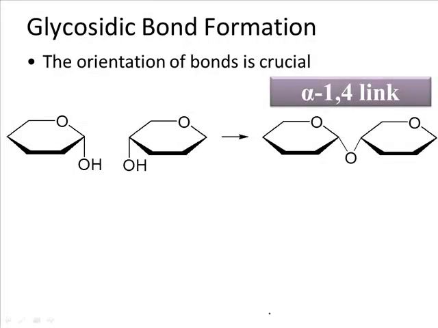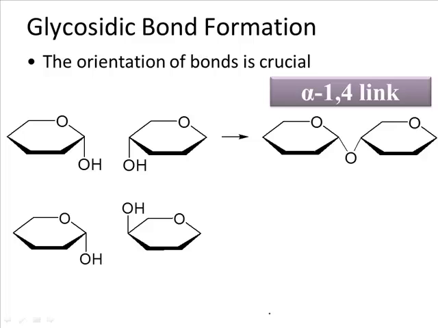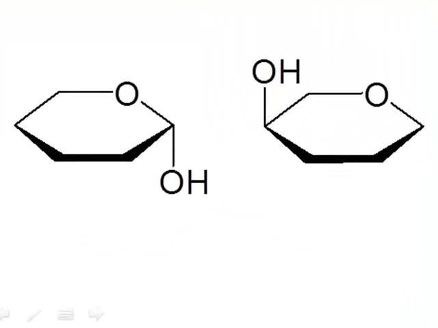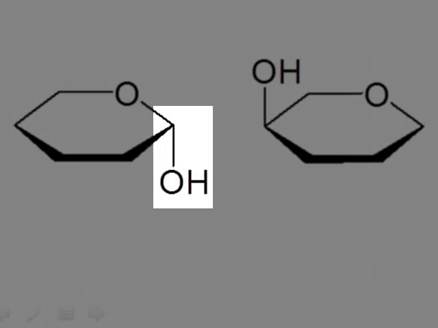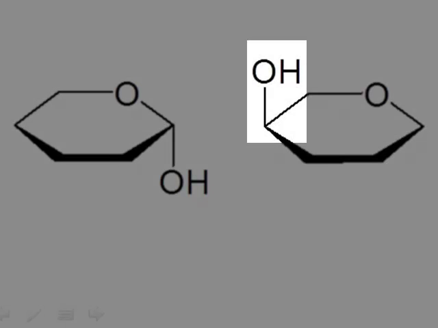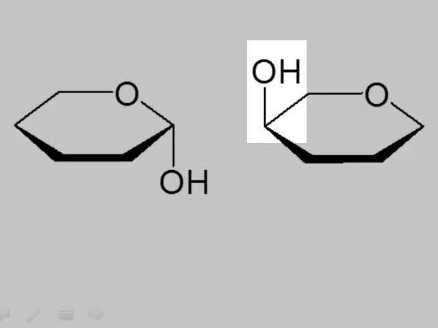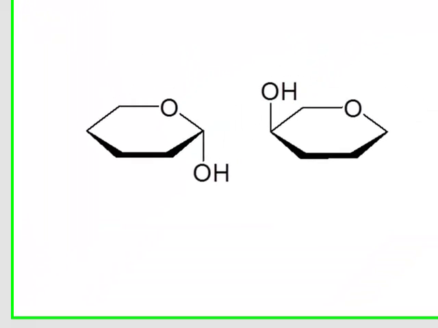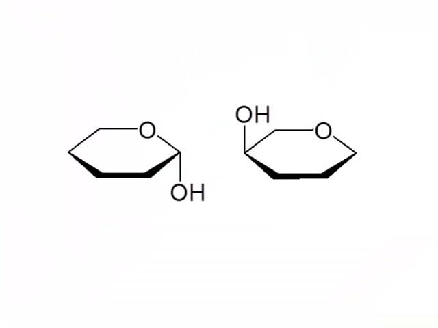Now let's think about how this would be different if I was dealing with an OH in a slightly different orientation. In this case, my monosaccharide on the left-hand side still has an OH in the alpha orientation. However, if I were to bond this particular monosaccharide to another monosaccharide in which the OH was oriented up, now it's not quite as simple because I can't just swing the OH down.